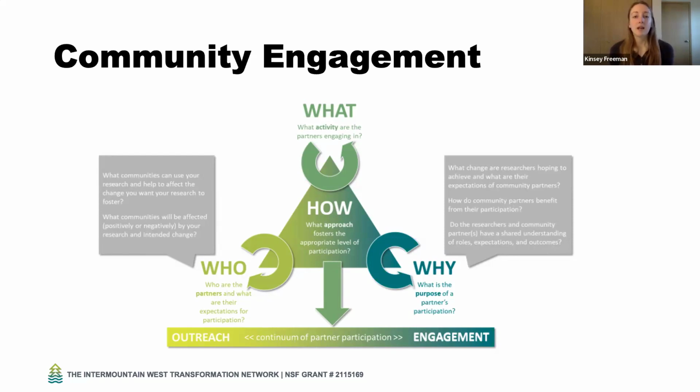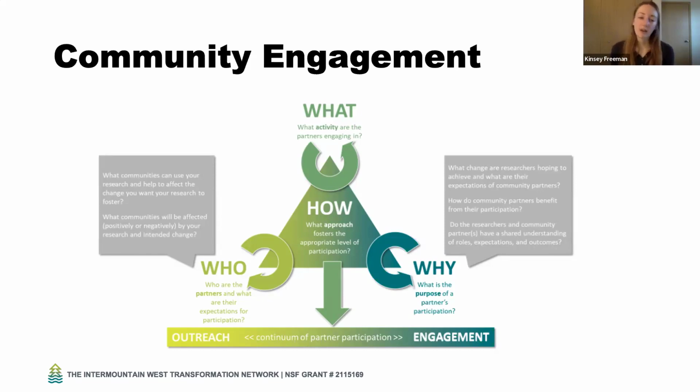So first we have the what. So what activities are the partners engaging in? So what is the need? How can that be addressed as well? So then that moves down here to the how. What approach fosters the appropriate level of participation? And then we can also think about the continuum of community engagement.